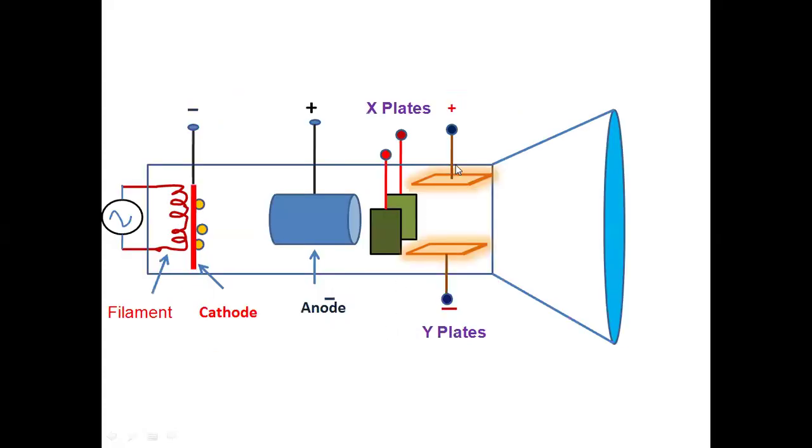Now we are giving positive potential to the upper Y plate and negative potential to the lower Y plate. It means this will cause the beam to deflect in the upward direction. So the electrons deflect upward and the spot appears on the upper part of the screen.